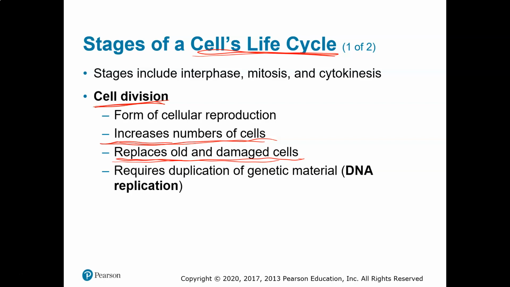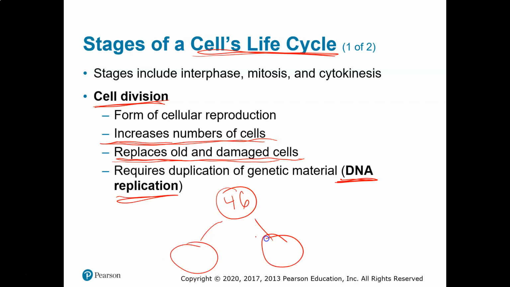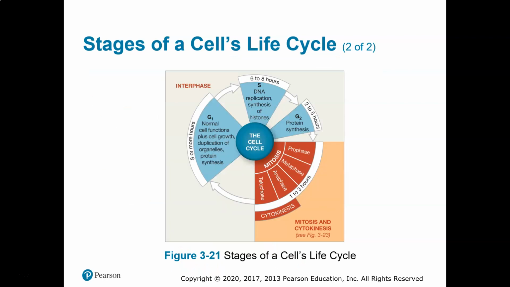And cell division can't happen unless the DNA is replicated, because each new cell, here's your old cell, has 46 chromosomes. And then when it divides, each new cell has to have the same exact number and sequences as the old cells. So the new cells have 46 chromosomes as well, and you can't have that unless the DNA makes a copy of itself.